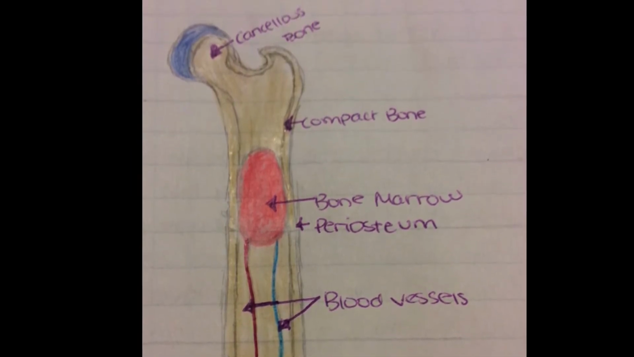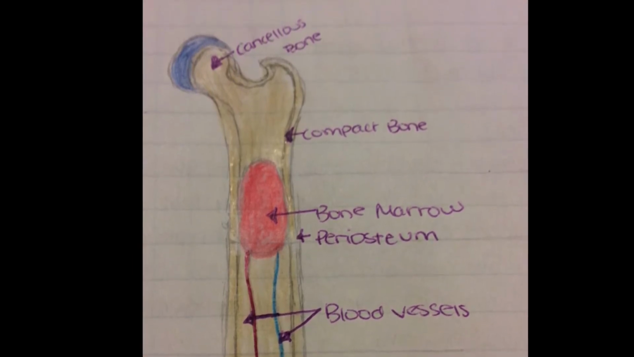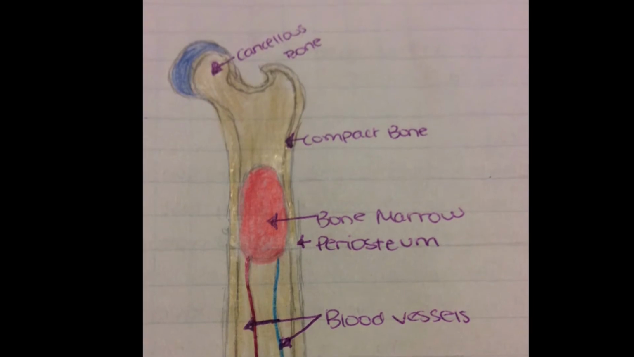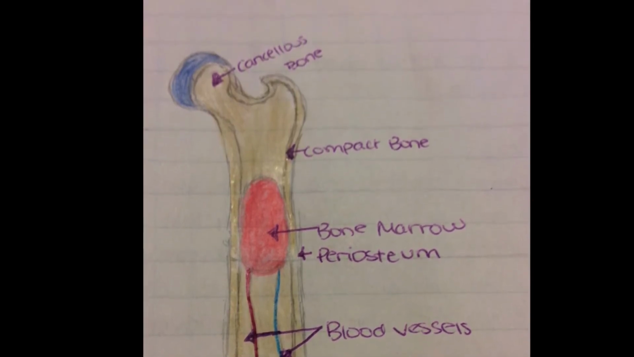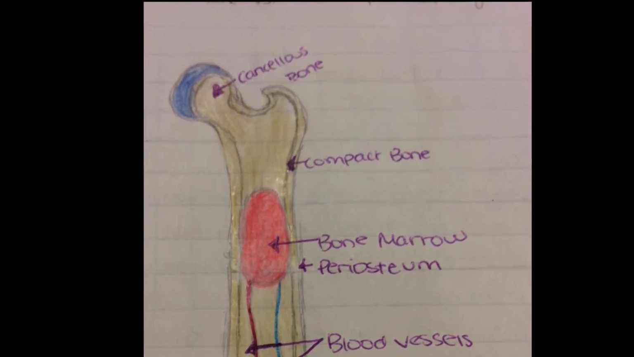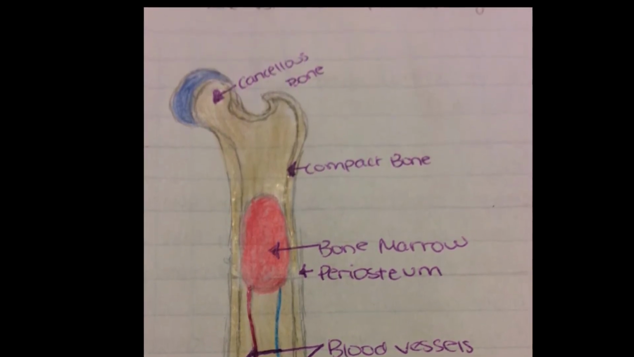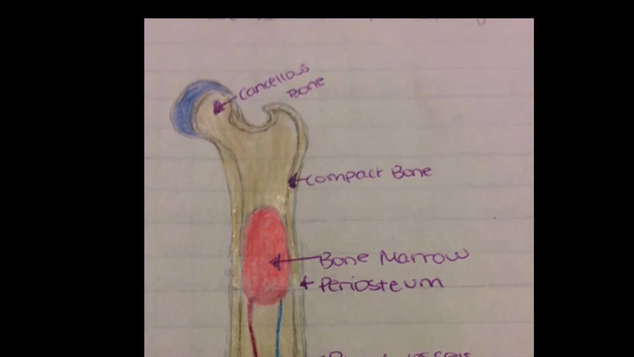Next is the cancellous bone. Inside compact bone, there are many layers of this. This bone has many open spaces like a sponge. It's still very strong. Next is bone marrow. Bone marrow is a thick jelly-like layer of bone that makes blood cells or stores fat. Red bone marrow produces red blood cells. Yellow bone marrow stores fat.